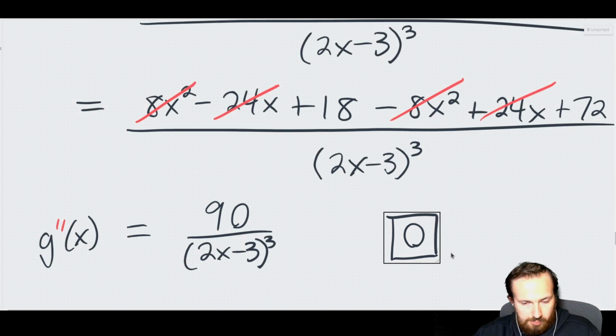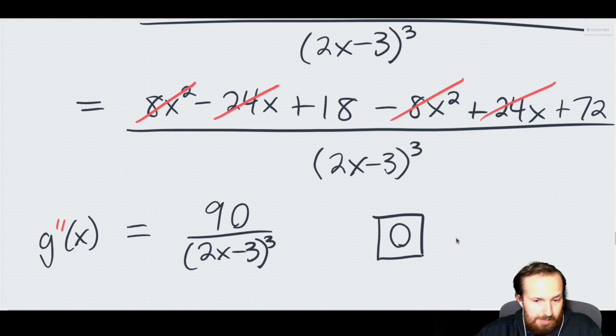Critical points always means first derivative. So if there aren't any, then there can't be any points of inflection, is what we just found. So hopefully that makes sense. There are actually 0 points of inflection.